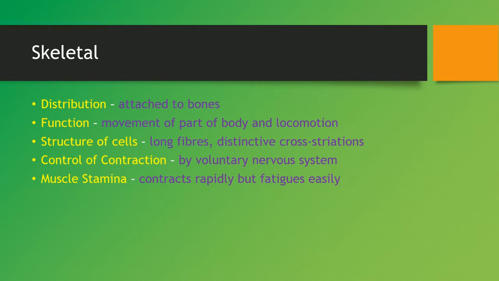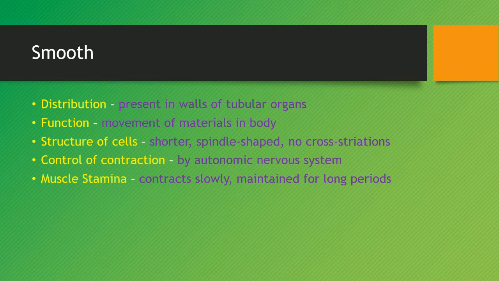So, for example, like your bicep, if you move your arm up and down, that you voluntarily do, you know you're doing it. Muscle stamina: it contracts rapidly, but it does fatigue easily due to lactic acid buildup.